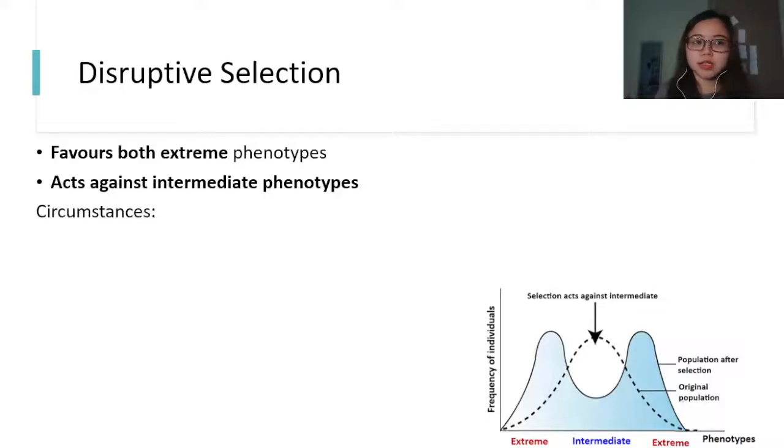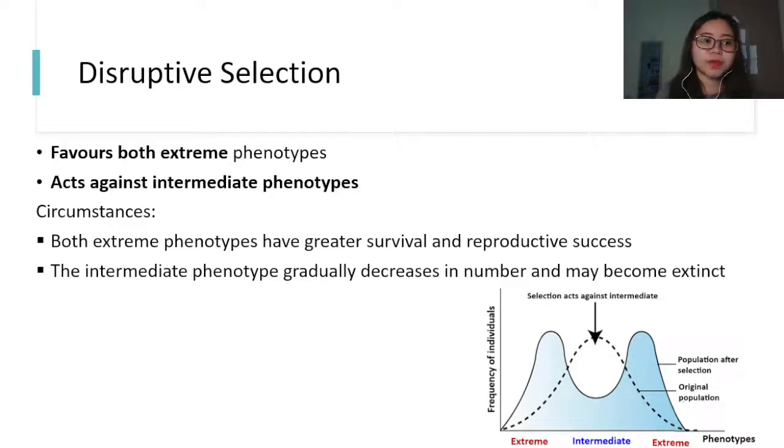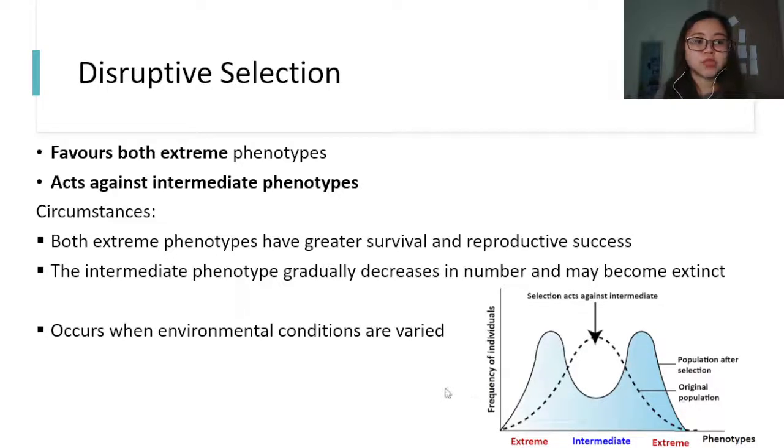The circumstances for disruptive selection is that both extreme phenotypes have a greater survival and reproductive success, but the intermediate phenotype will gradually decrease in number and may become extinct. So, yang on the extreme phenotype ini, dia akan semakin banyak anak yang ada extreme phenotype. Yang di tengah-tengah, intermediate, semakin kurang anak. Dan lama-kelamaan, dia mungkin menjadi pupus. This will occur when the environmental conditions are varied.